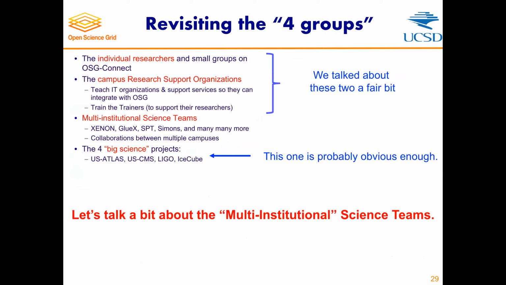The last thing I wanted to talk about is to revisit the 4 groups. In my mind, I've told you a lot about the first 2, and I've told you a little bit about the last. The one that is probably the most exotic is the middle one. And so I want to talk a little bit more about multi-institutional science teams and largely mid-scale instruments, but I don't want you to think about this too restrictively. If you have a collaboration with another institution and anything that OSG does can be of service, we should talk.